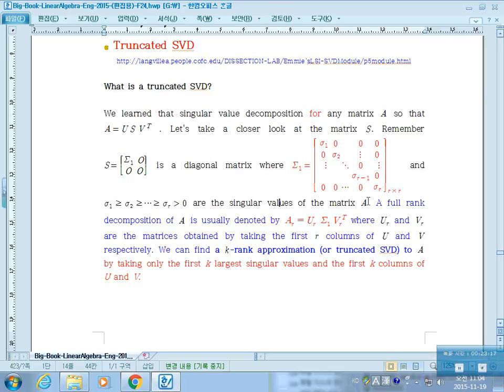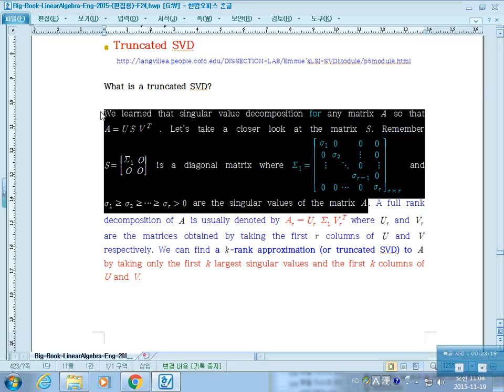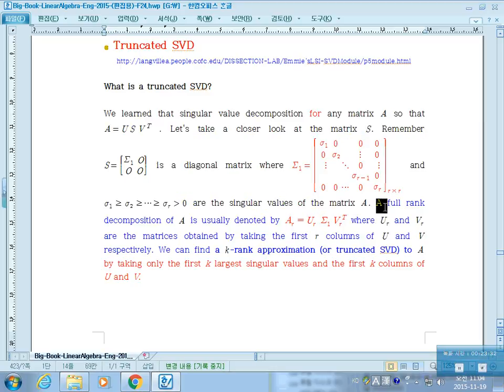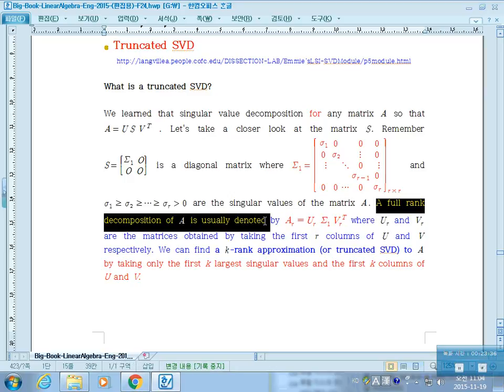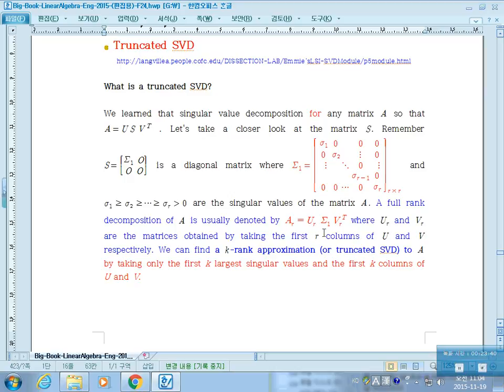Sigma's are the singular values of A. So we have everything here: U and V and S, whose submatrix is sigma 1, which is non-singular. Now, a reduced decomposition of A is usually denoted by A sub R, which is U sub R times sigma sub 1 times the transpose of V sub R, like this.